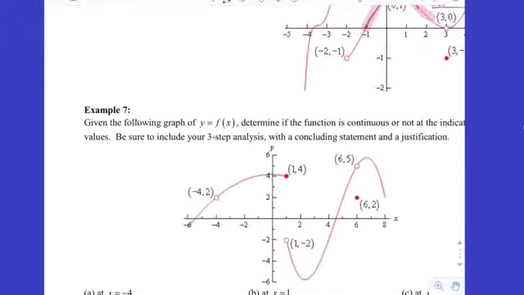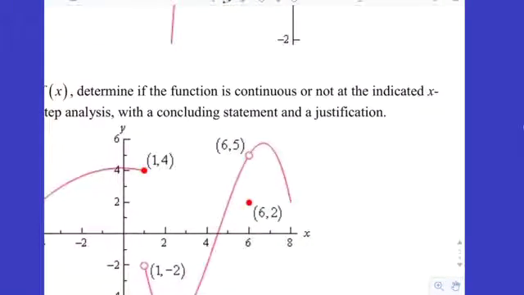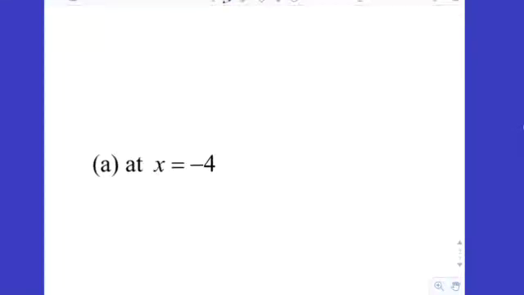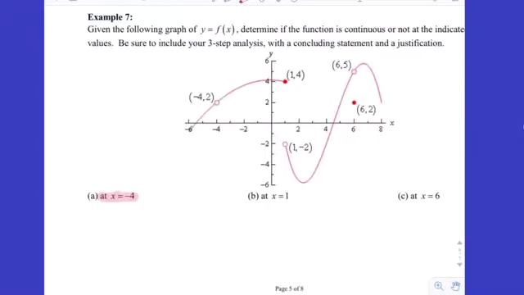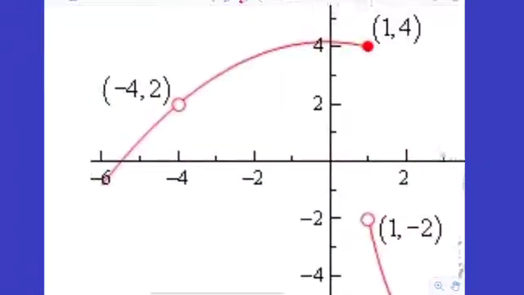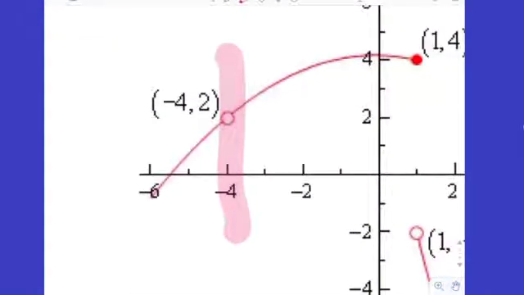So let's look at example 7 now. Given the following graph, determine if the function is continuous or not at the indicated values. All right, so now we're not going to just do it for one thing. At x equals negative 4. Well, if you come over here to negative 4, visually looking at it, you could tell right away it is or is not continuous.